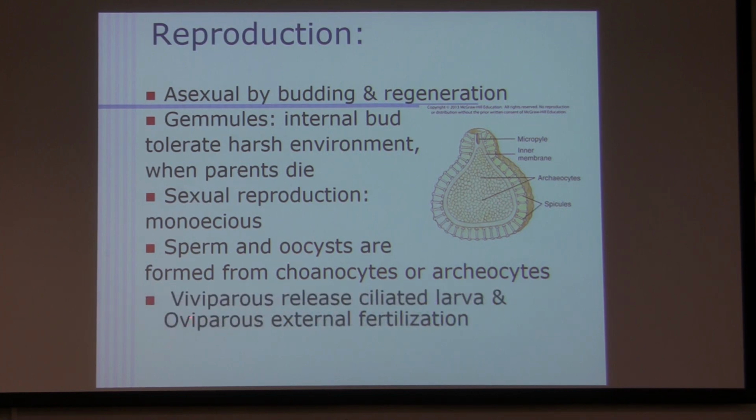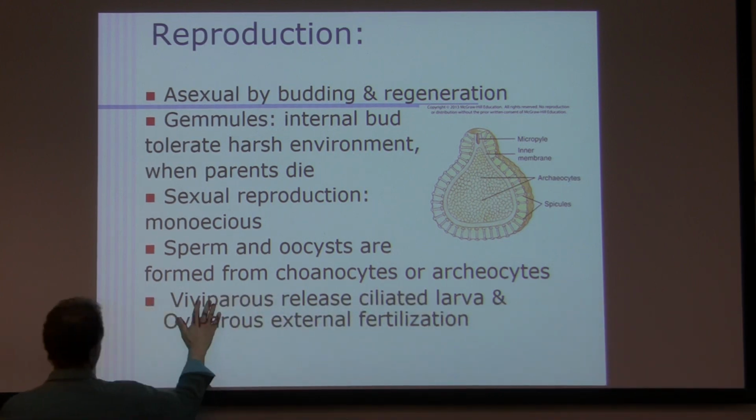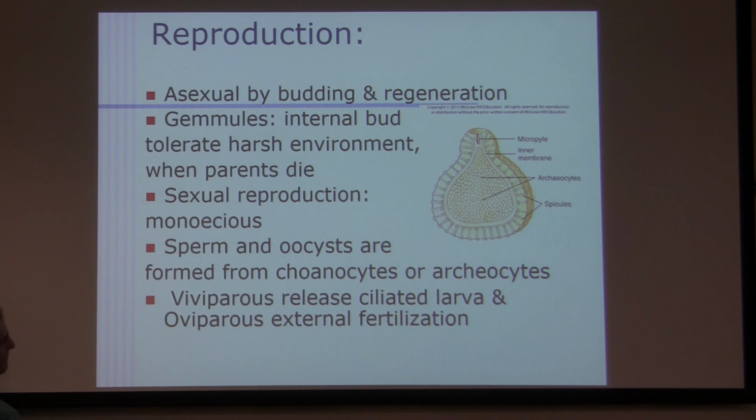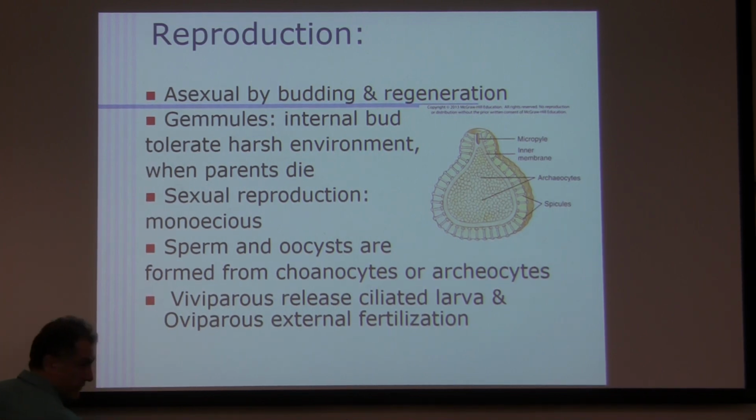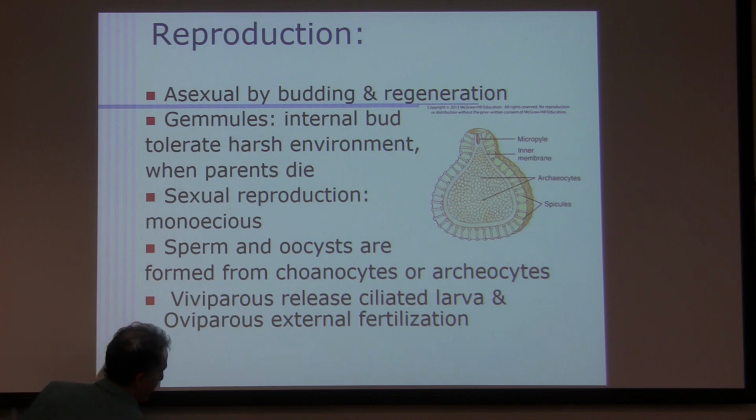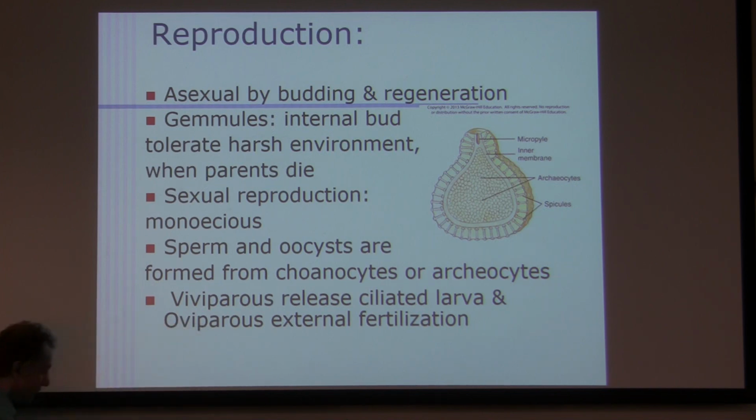Then viviparous sponges release ciliated larvae, and oviparous ones have external fertilization. I might as well go over those terms right now, so for the rest of the semester I'm free. You have oviparous, and the third one is called ovoviviparous. Well, let's go over it.